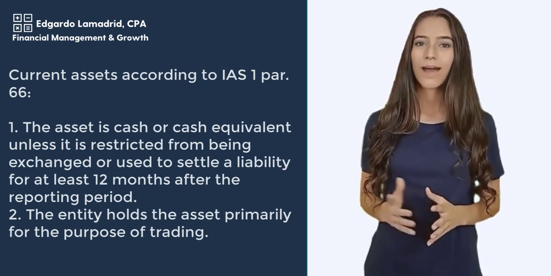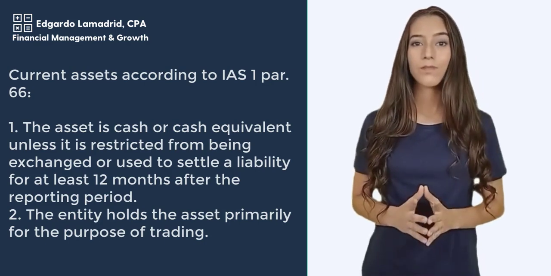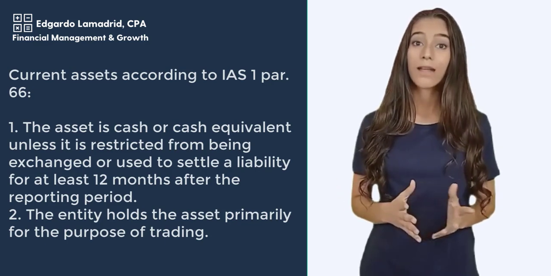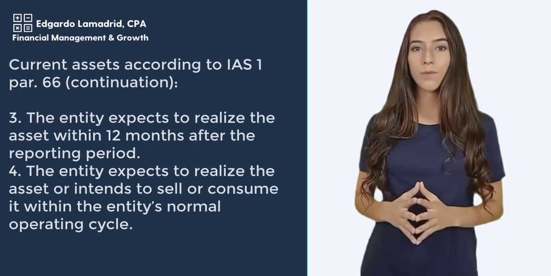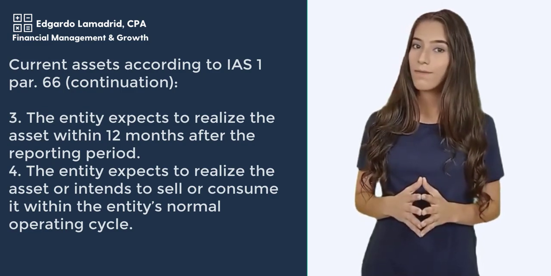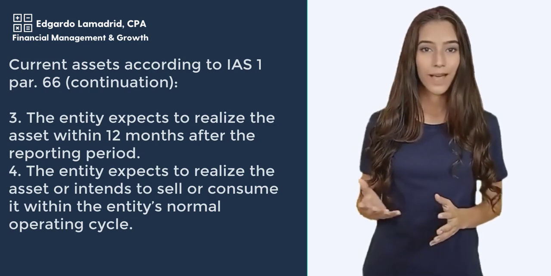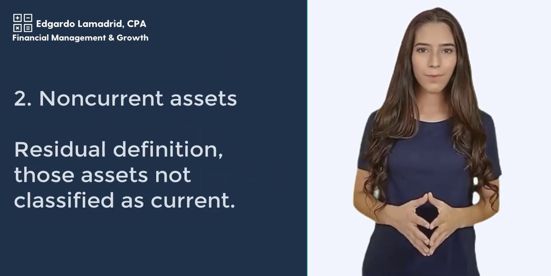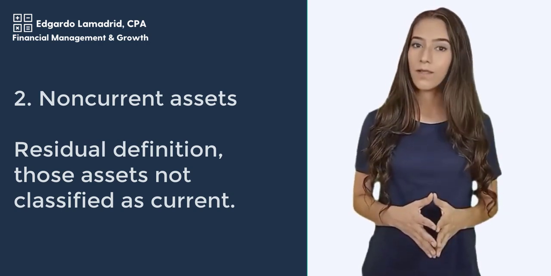the asset is cash or cash equivalent unless it is restricted from being exchanged or used to settle a liability for at least 12 months after the reporting period. Second is when the entity holds the asset primarily for the purpose of trading. Third is when the entity expects to realize the asset within 12 months after the reporting period, and fourth is when the entity expects to realize the asset or intends to sell or consume it within the entity's normal operating cycle. IAS 1 paragraph 66 provides that non-current assets are all other assets not classified as current.